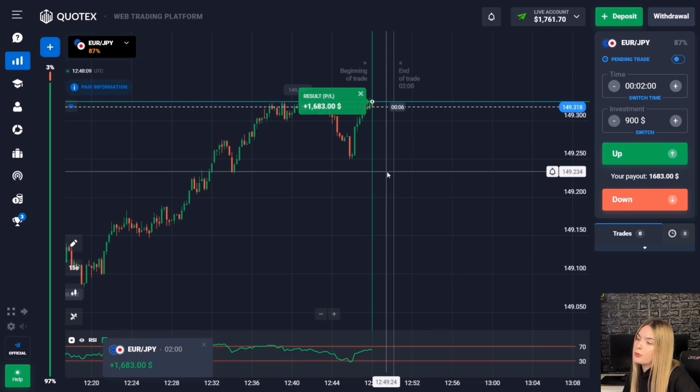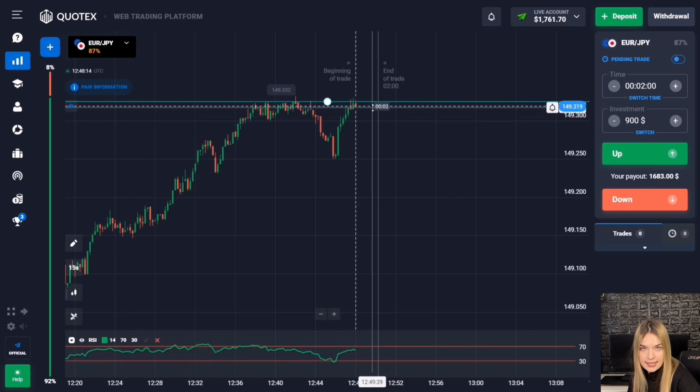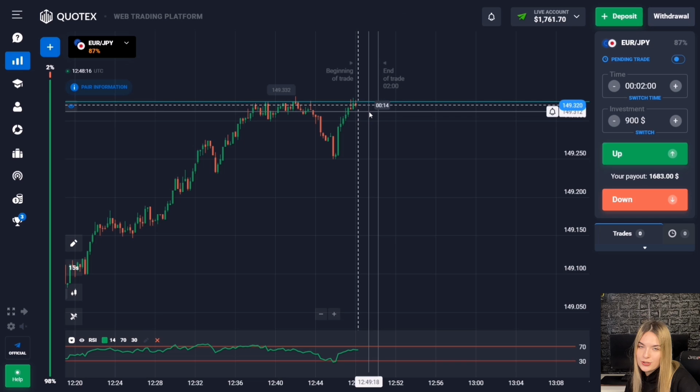Excellent, guys. As you can see, the price really continued to move up. Here we get a good confident profit. Let's continue and consider another situation on the market.